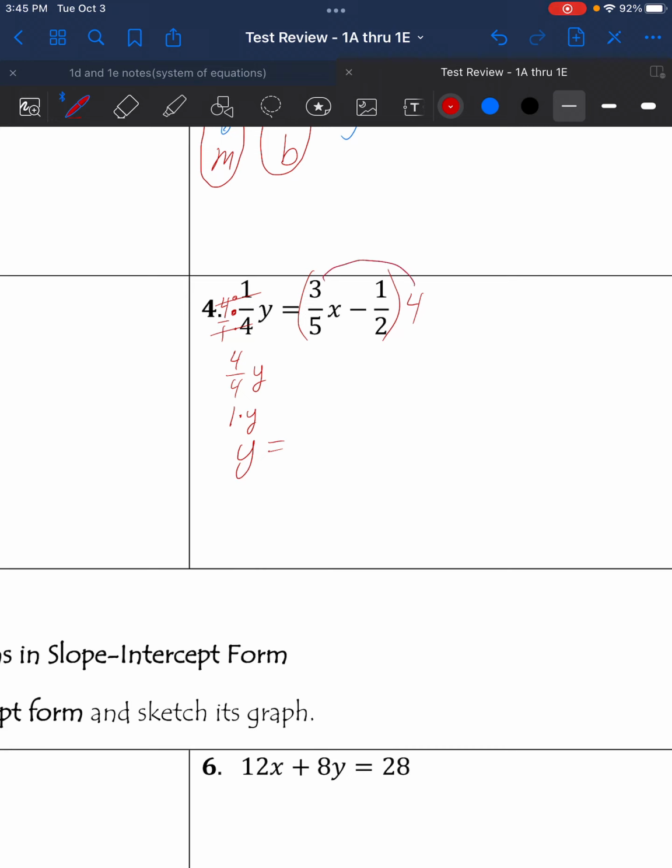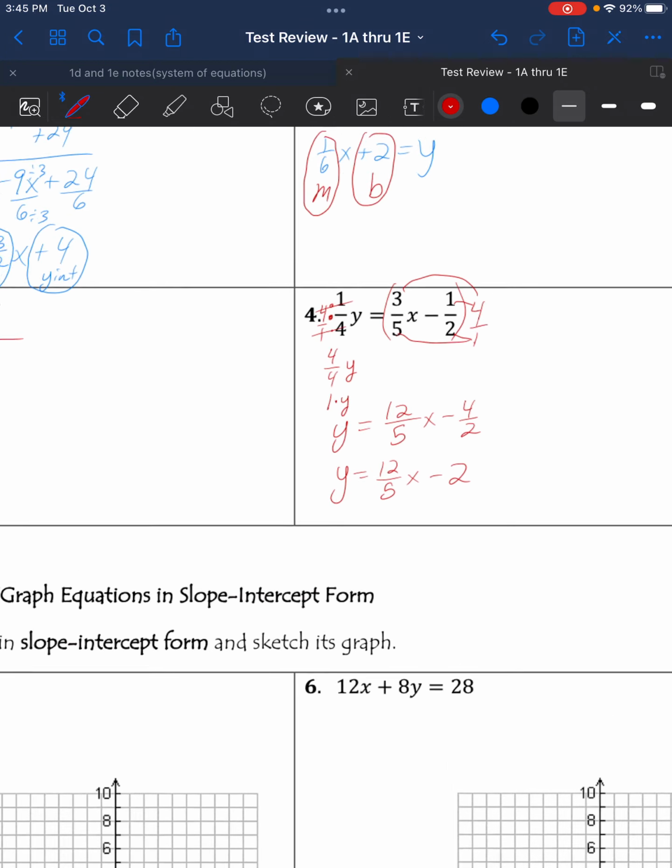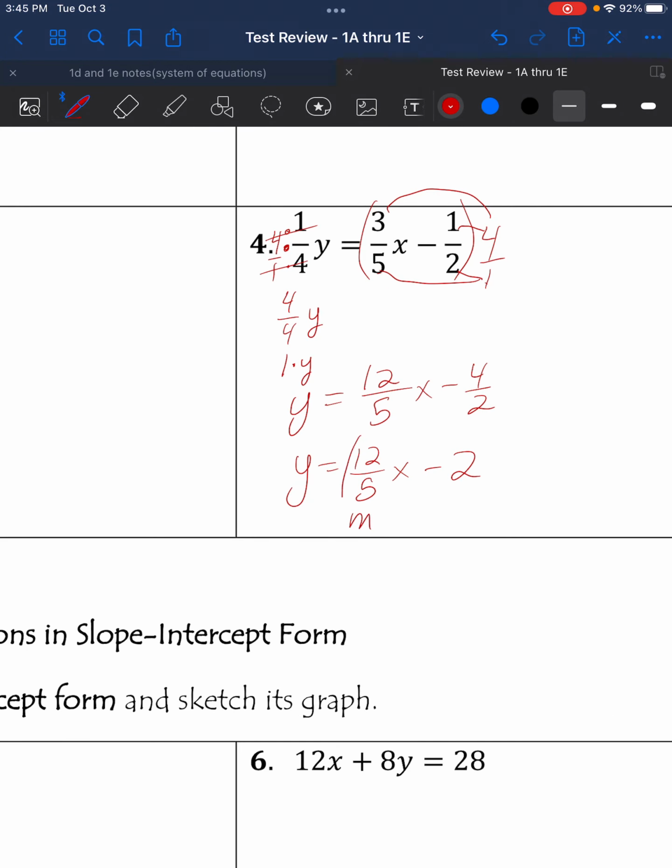When I multiply 4 times 3/5, I multiply the numerator, so that's 12. Multiply the denominator, 5 times 1 is 5. Then 4 times 1 is 4, and 2 times 1 is 2. So I get 12/5 x. 4 divided by 2 is 2. So my slope is 12/5, and my y-intercept, my b, is negative 2.